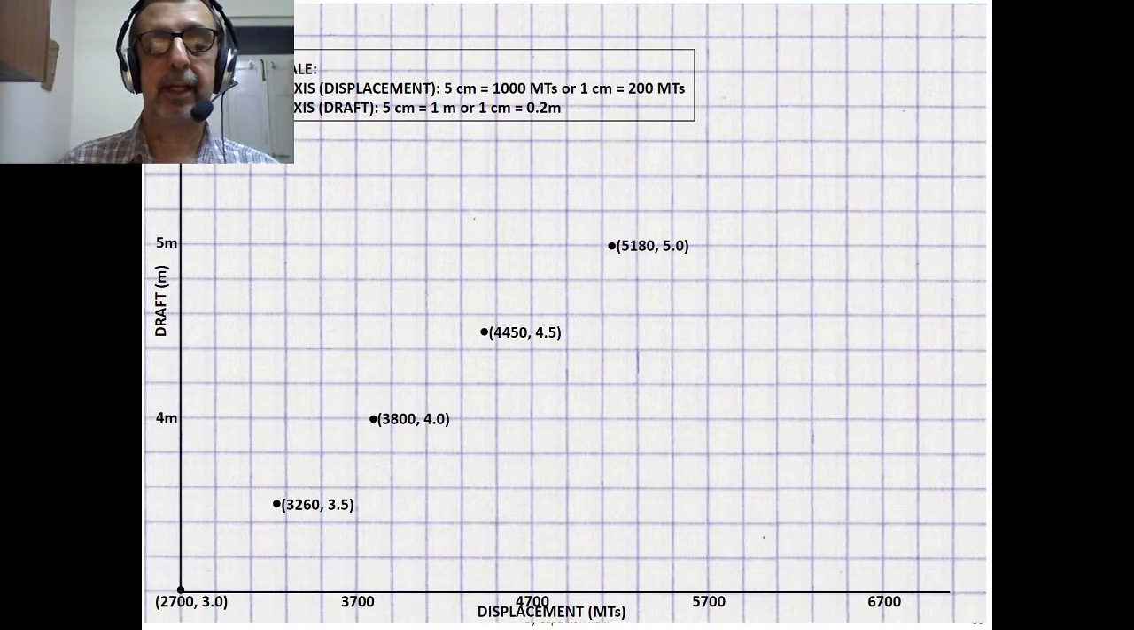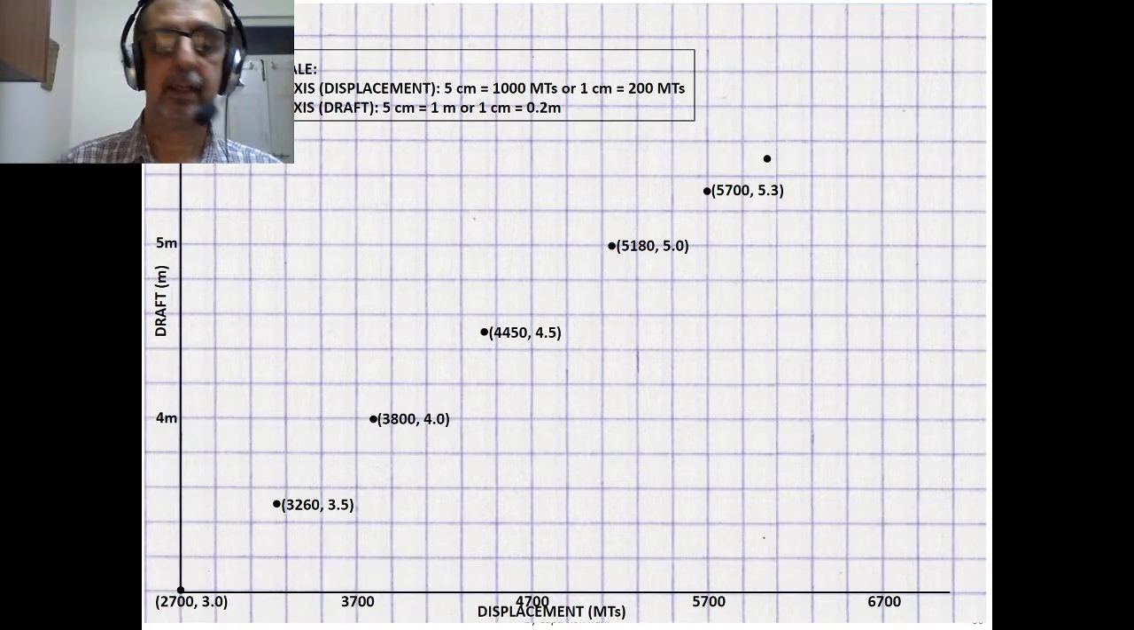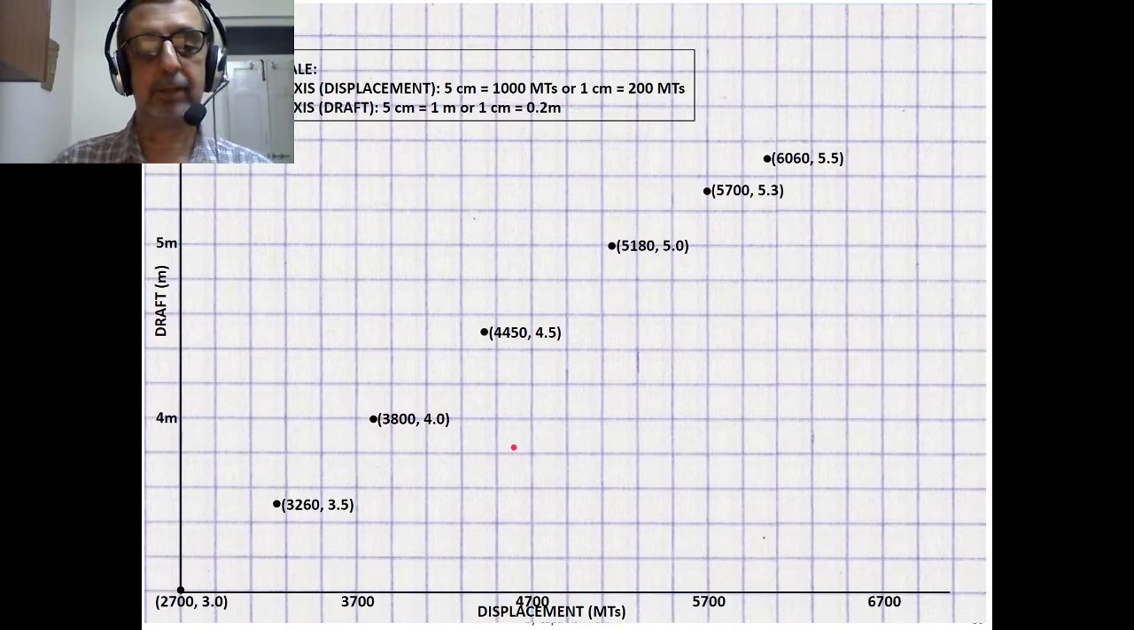The next dot thereafter will be at 5 meters at 5180 metric tons. The next dot thereafter will be at 5.3 meters at 5700 metric tons. And the last dot will be at 5.5 meters at 6060 metric tons. And now we will join the dots to form the curve.